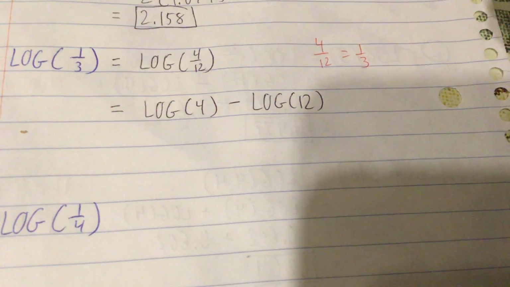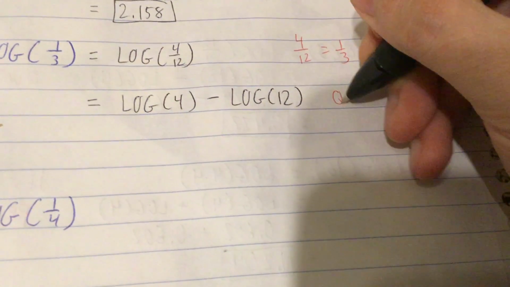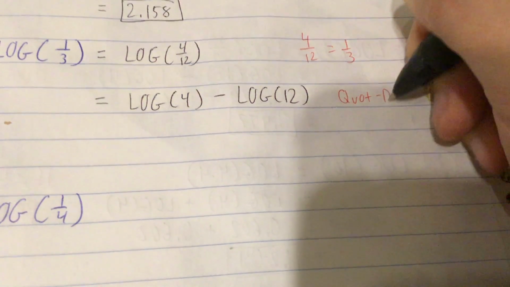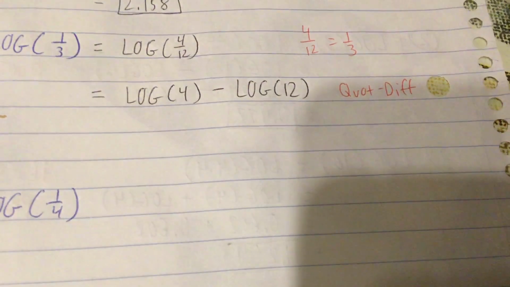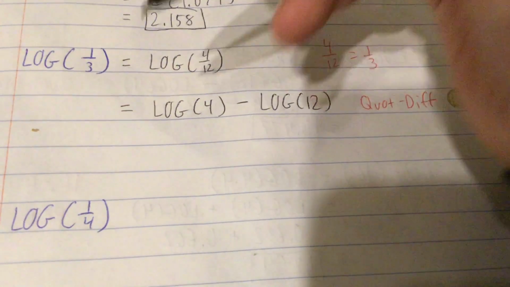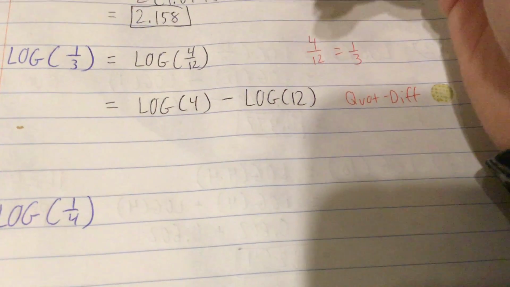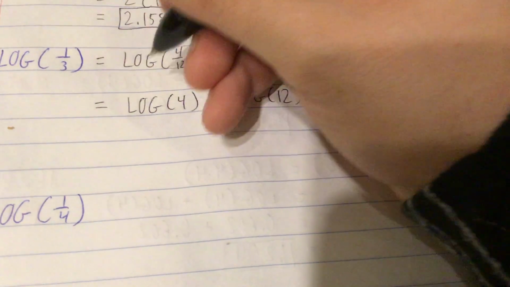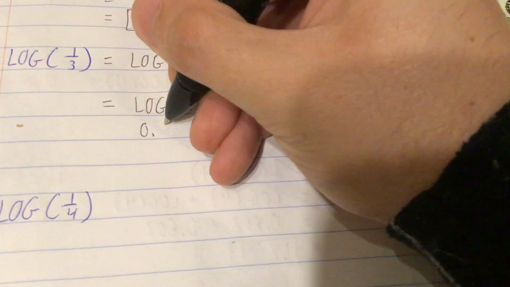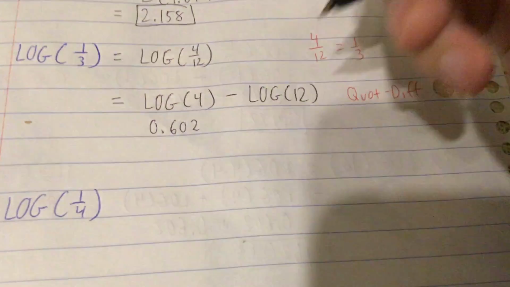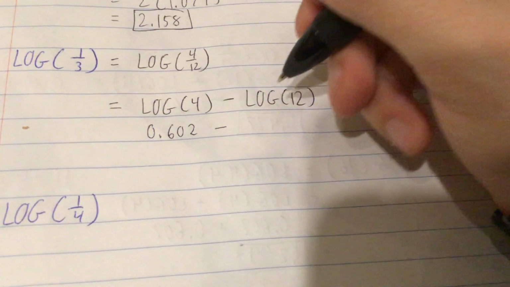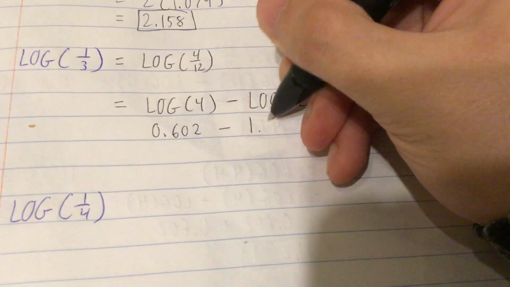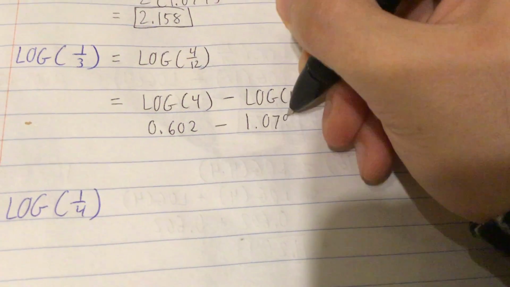Okay, and this is called the quotient difference rule. Now that I know I've got log of 4 minus log of 12, I'm going to plug in the given information. Remember that log of 4 is 0.602, and log of 12 is 1.079. I'm going to plug that into the calculator.